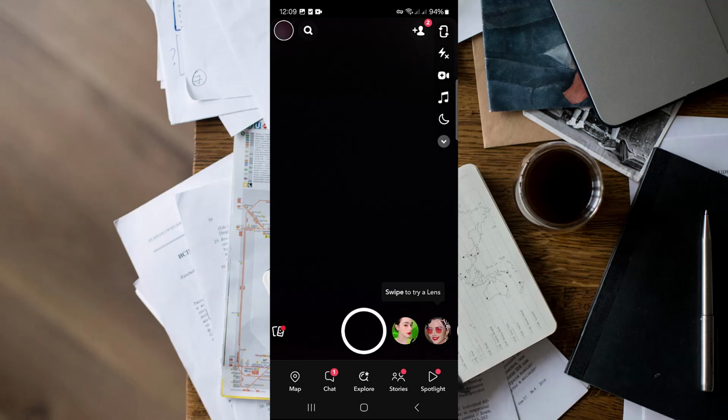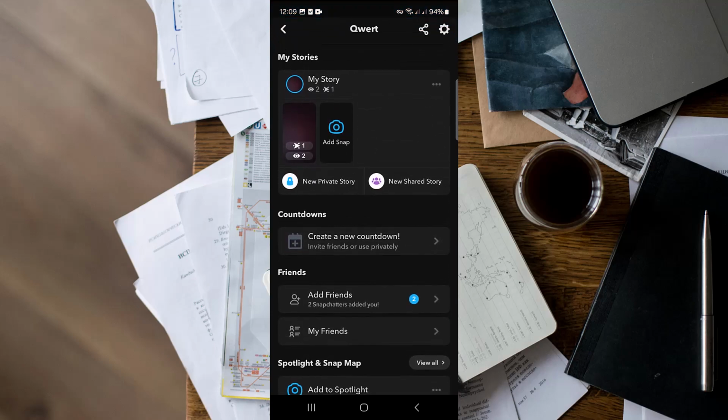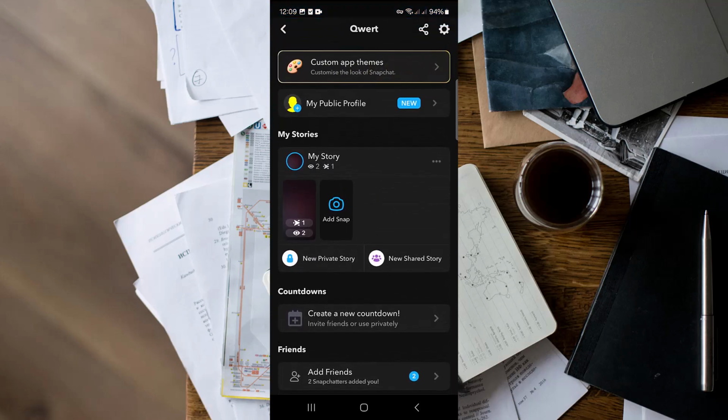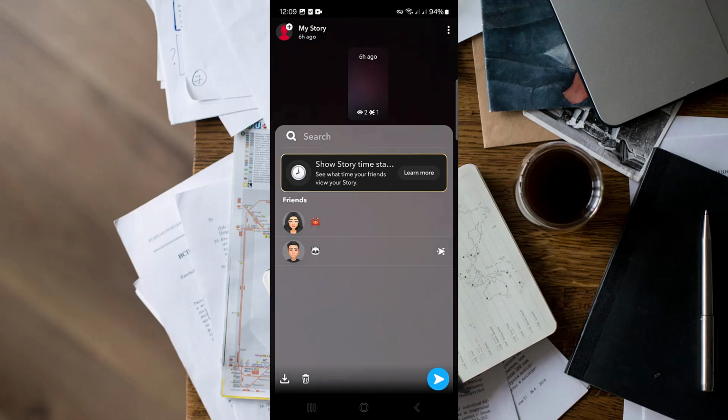Once you're in your Snapchat account, head over to your Bitmoji. And if you scroll down, you can see there is an option My Story, in which we can see there are two people who have viewed your story. And in one, there is a screenshot option.